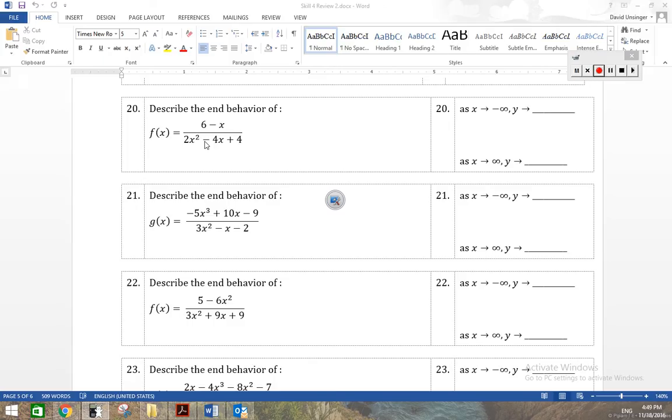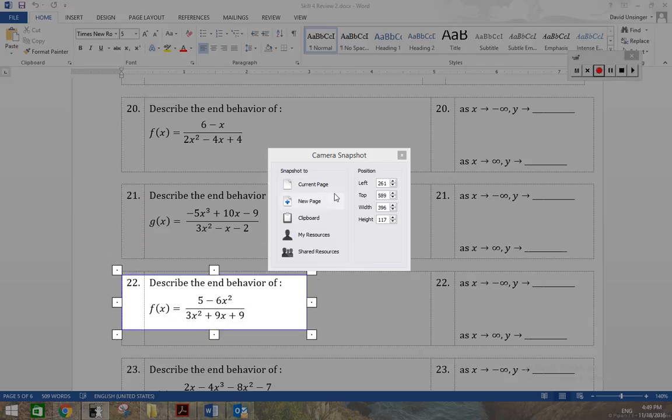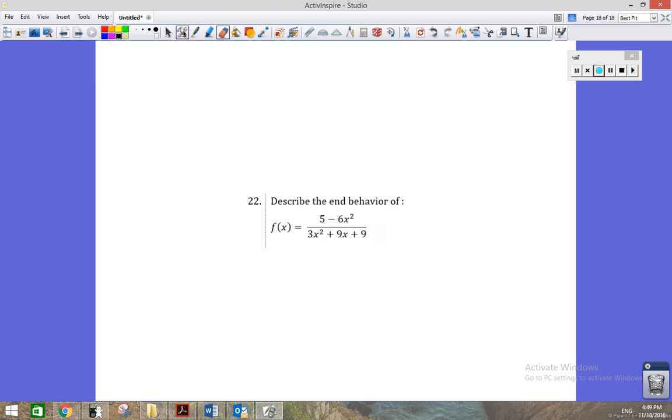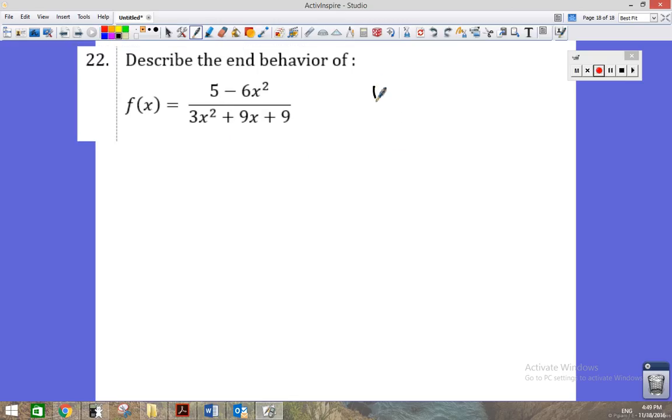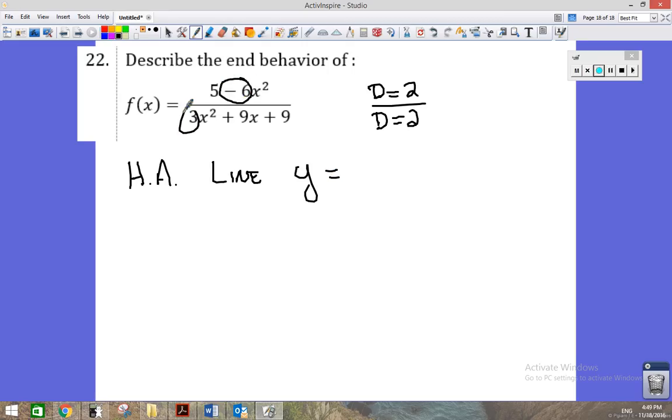Alright, let's look at the next one, 22. Same direction, same idea. Compare the degree of the numerator against the degree of the denominator. The degree of the numerator here, the biggest exponent on the variable, is 2. The degree in the denominator is also 2. When the degrees are equal, we have a horizontal asymptote again. But it's not the line y equals 0 like when it's bottom heavy. We use the leading coefficients. Negative 6 divided by a positive 3 is negative 2.